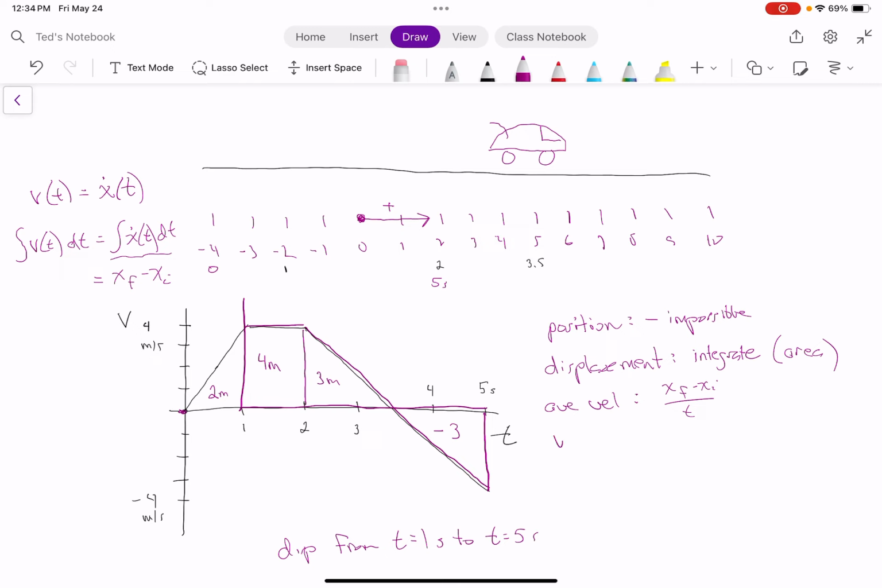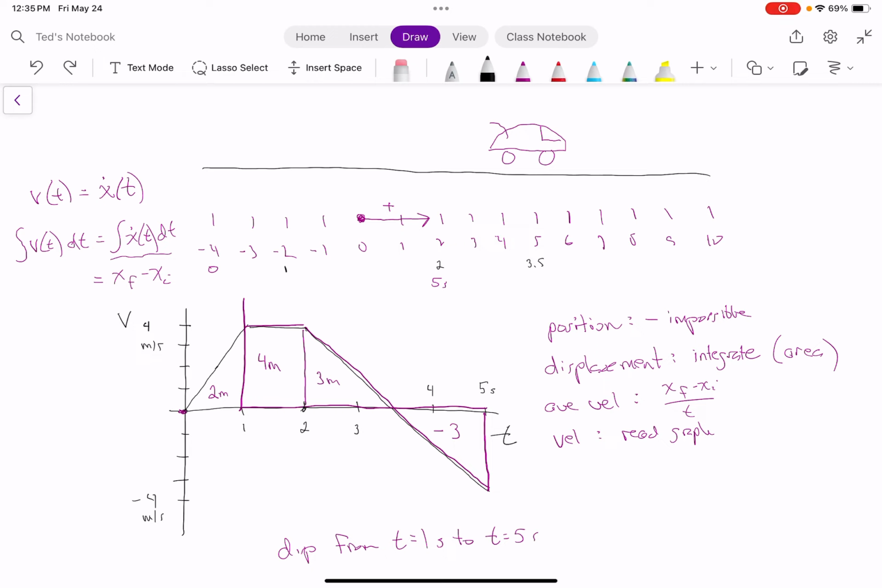If we want the velocity right now, we just need to read the graph. So for example, if I want to know what's the velocity at 2 seconds, I start at 2 seconds, and I find the velocity is 4 meters per second. If I want to know the velocity at 3.5 seconds, here at 3.5 seconds, the velocity is 0.